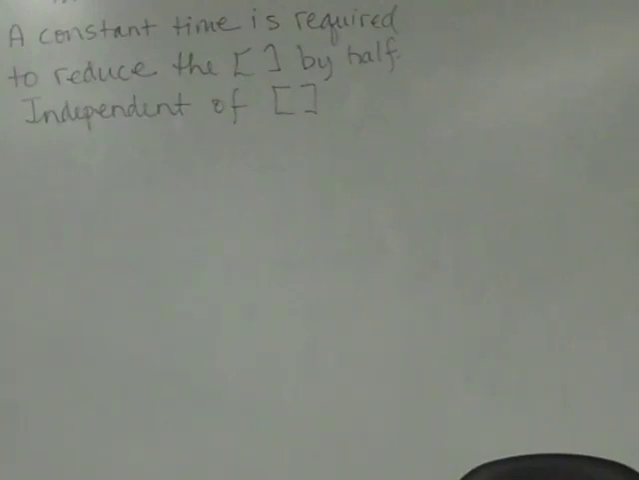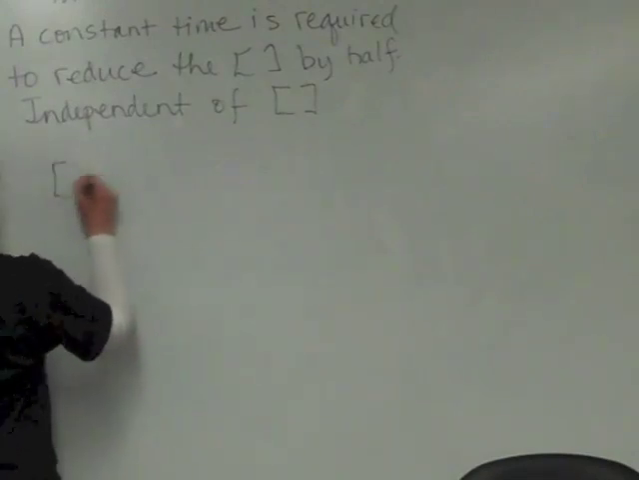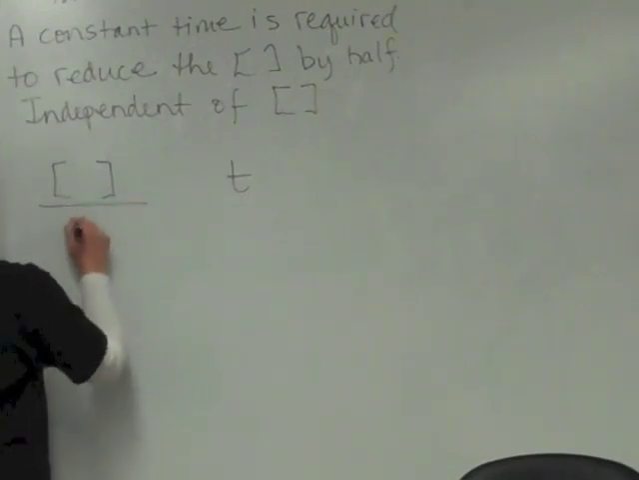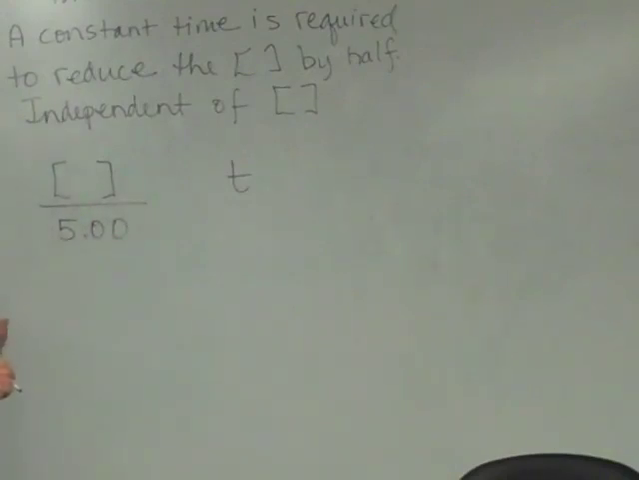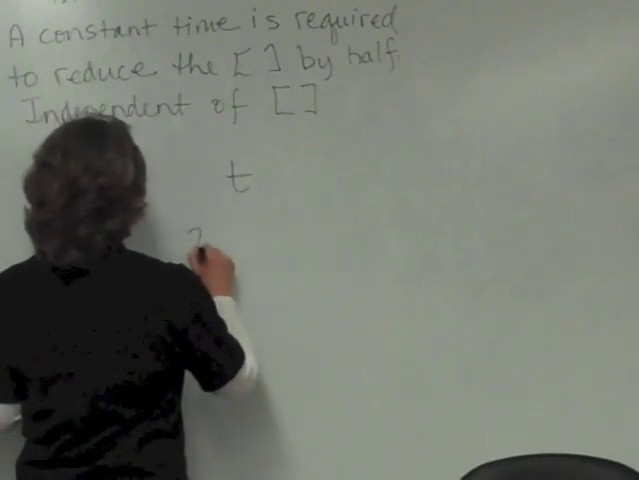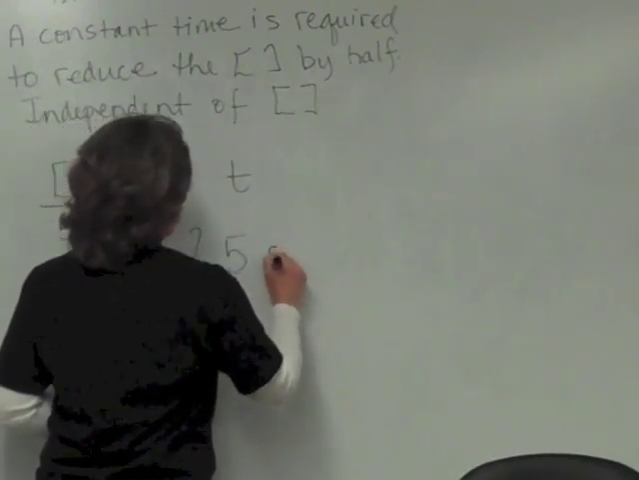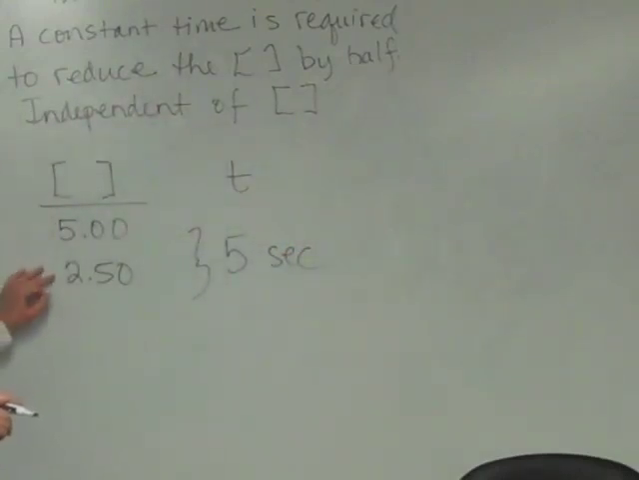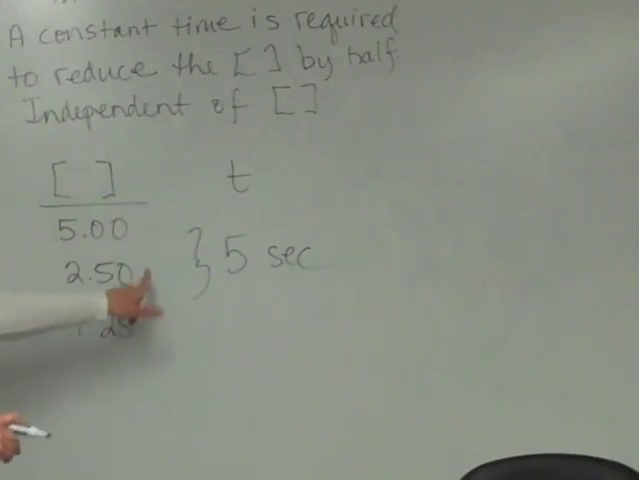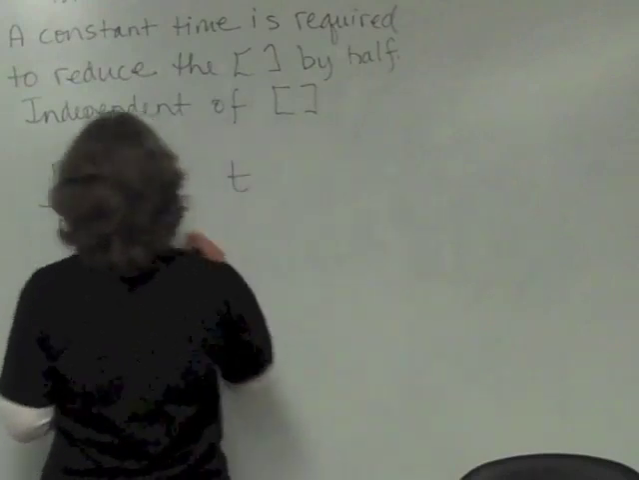If we've got a first order reactant, let's say its concentration begins at, let's make this really easy, 5.00 molar. Now, what is half of 5.00 molar? 2.5 molar. Let's say it takes 5 seconds for it to go from 5 molar to 2.5 molar. For the next half-life, what is half of this concentration? 1.25 molar. It's going to take 5 seconds for it to go from 2.5 to 1.25. So this took 5 seconds.